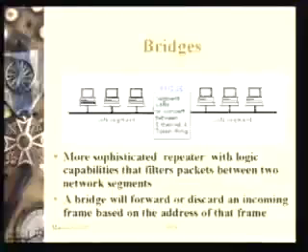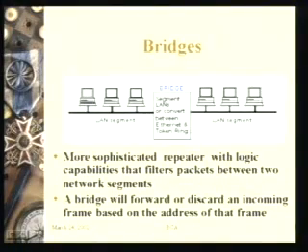The third device is called a bridge. Bridges basically connect two different segments of a LAN. It is a more sophisticated repeater with logic capabilities that filters packets between two network segments. Filtering means only those packets will be passed further which are meant for the other LAN segment. A bridge will forward or discard an incoming frame based on the address of that frame. So that is the basic logic which I wanted to convey to you.